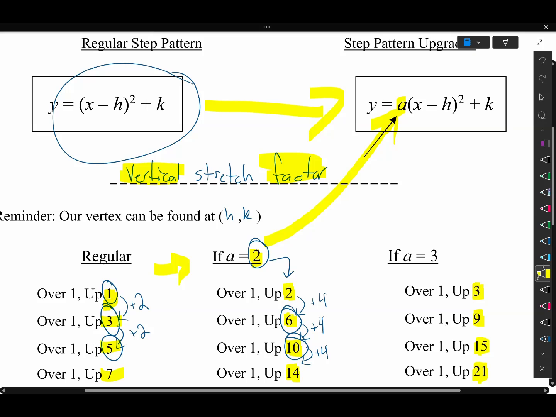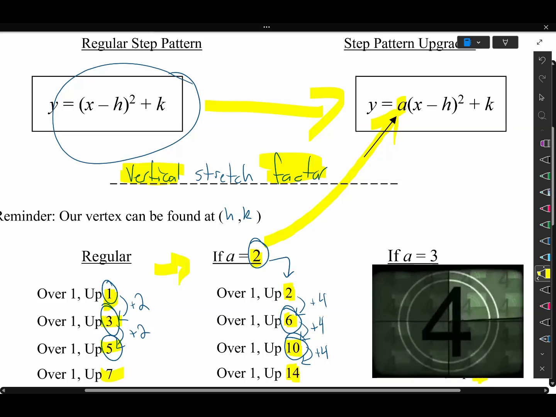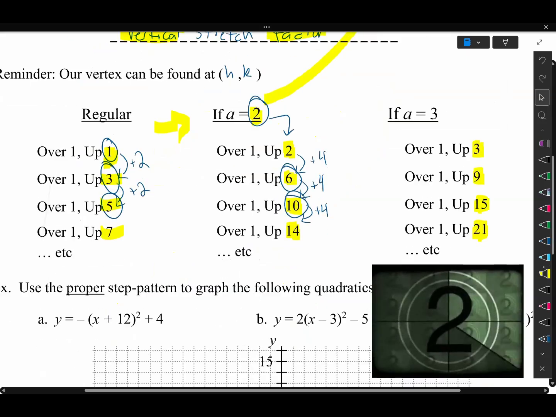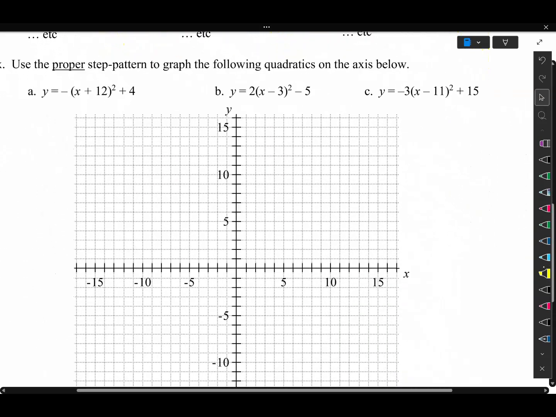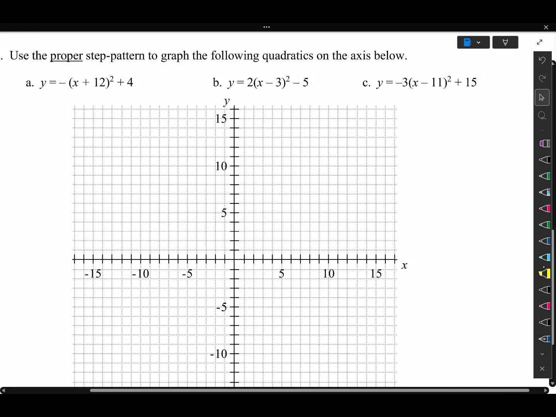Fantastic, nice and straightforward. Okay, if this seems pretty darn straightforward to you, I encourage you, pause the video and try and plot these. If not, if you want to see this first one being plotted, great.